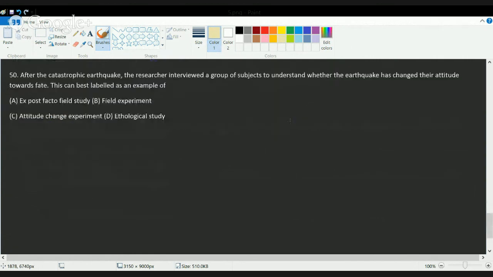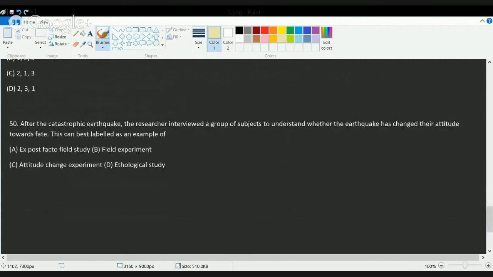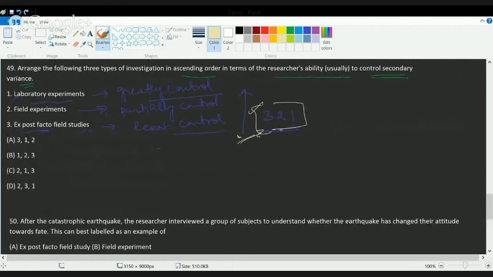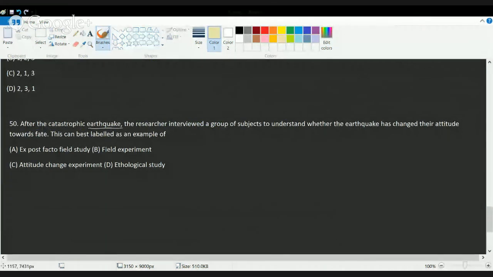Finally, we have already understood the various kinds of study, and I've talked about the exposed factor study here. An exposed factor study is a study where the thing has already happened, and after that you go into the settings and try to understand what has happened. So let's understand the question. After the earthquake, the researcher interviews a group of subjects to understand whether the earthquake has changed their attitude towards faith. The earthquake has already come to the region and the devastation has already occurred. Now the researcher is going after the earthquake and trying to understand the attitude of the people towards their faith. That's a kind of exposed factor study, because it is happening after the devastation has already occurred. You are going there and doing some kind of research. So that's exposed factor research, and the correct answer here would be A.